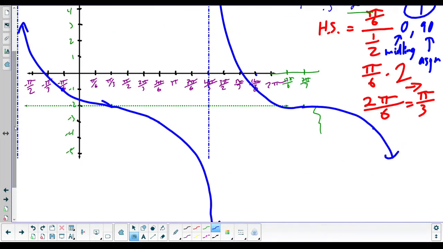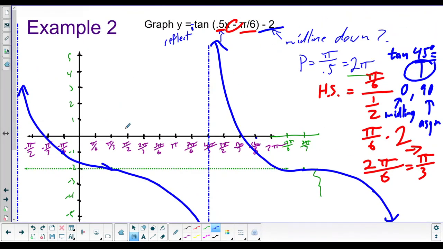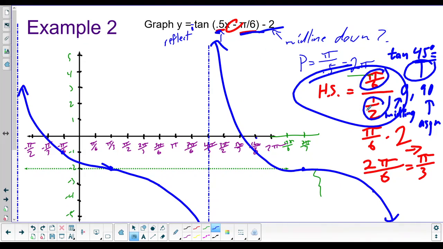So you want to look for your midline, so you can figure out where all your zeros are going to be. You want to look for your horizontal shift, which is given by your H value divided by your B value. And then you want to start throwing some points on there.